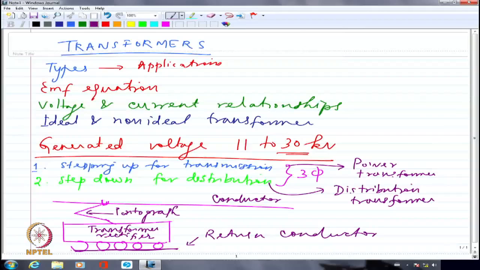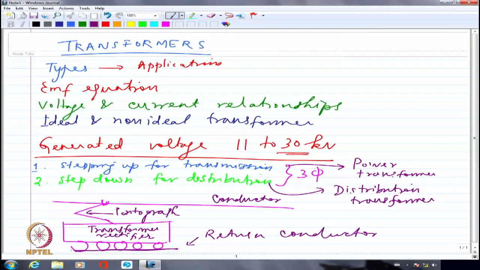Again, in terms of functionality, the power transformers will be functioning only when the corresponding generator is generating. Let us say the generator has been shut down for some reason, maybe for maintenance, maybe there is a fault, maybe some prime mover has gone crazy, something is wrong. So you are shutting down the generator. If you are shutting down the generator, then the transformer will not be energized.